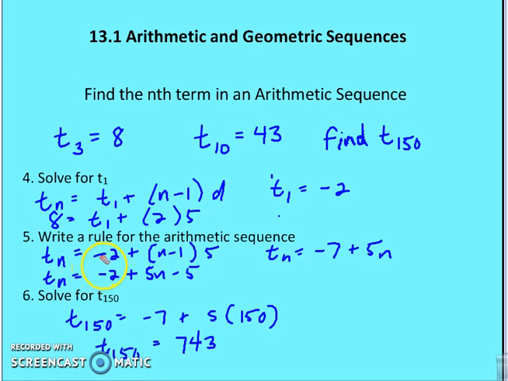Now we have the rule for t sub n. t sub n is equal to negative 2 plus n minus 1 times 5, which you can rewrite as t sub n is equal to negative 7 plus 5n after simplifying. And then we can use that to find t sub 150. t sub 150 is going to be negative 7 plus 5 times 150, or 743.